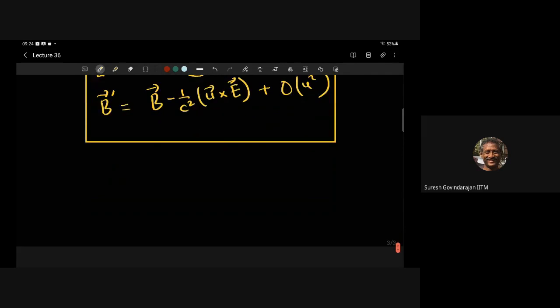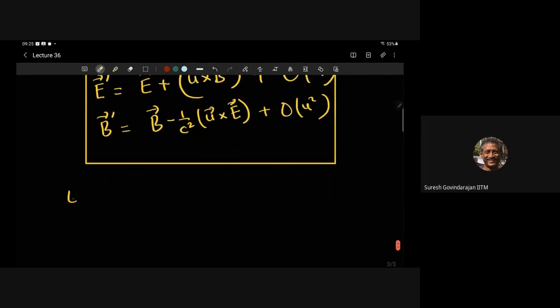Okay. So the conclusion is this, and what does it mean? It says that E and B mix with each other.